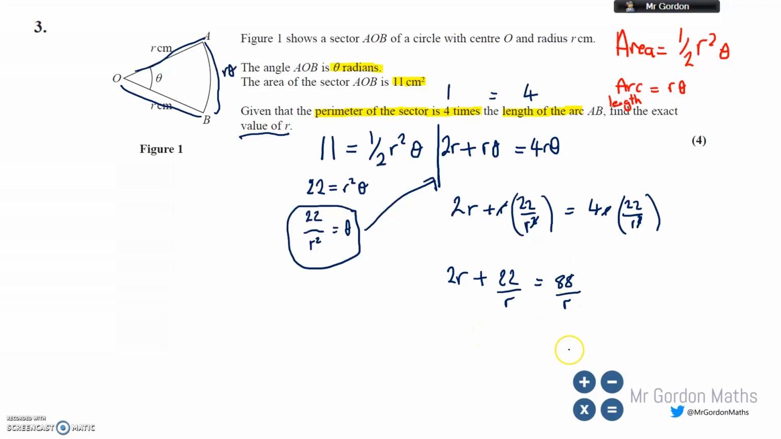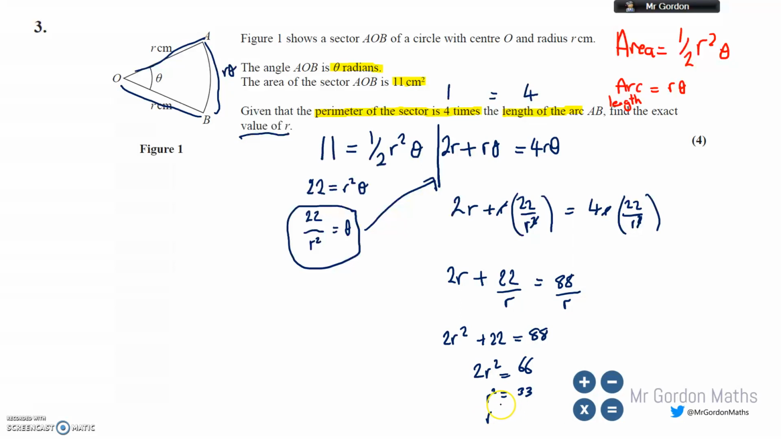Obviously, it's up to you what you want to do at this point. I would just times everything by r to get rid of those fractions. So 2r squared, this term is not over r, so we're going to get an r squared, plus 22 equals 88. Minus 22 from both sides. 2r squared equals 66. Divide by 2. r squared is 33. And then square root.